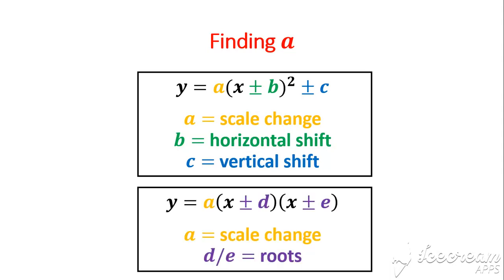We've also explored in the last video parabolas in factored form, where we have two brackets. The numbers d and e are different, and therefore these numbers represent the roots of the graph, but we also could have a number a out the front. Now the number a in both examples represents a scale change. The parabola could be wider or narrower, depending on the value of a. And we're going to show you ways to find a.